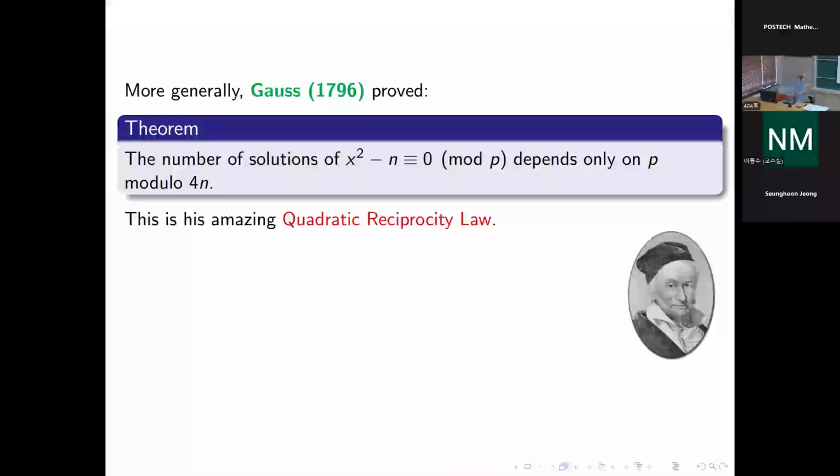And the something else it depends on is 4n. So in the previous case, it was 3 and 12. And that is his amazing quadratic reciprocity law. And Gauss was very fascinated by that there's this funny relationship between what the squares are modulo p and what p is modulo something else. And so I think that was the reason why he kept finding new proofs for his quadratic reciprocity law.